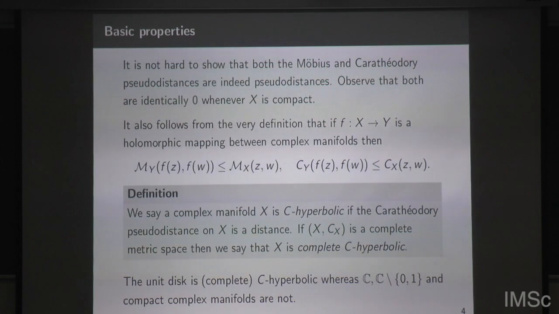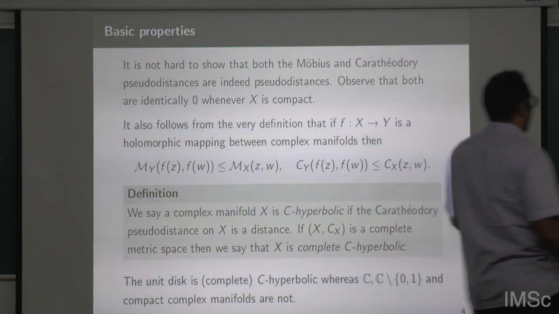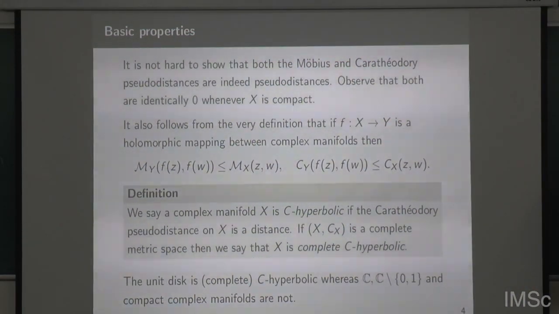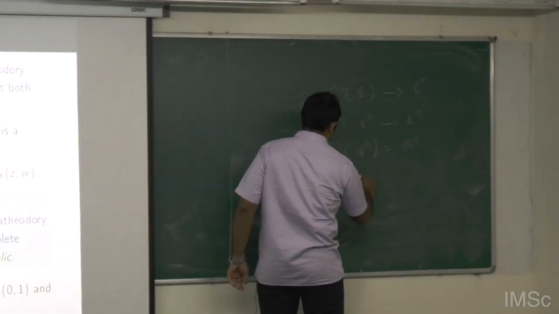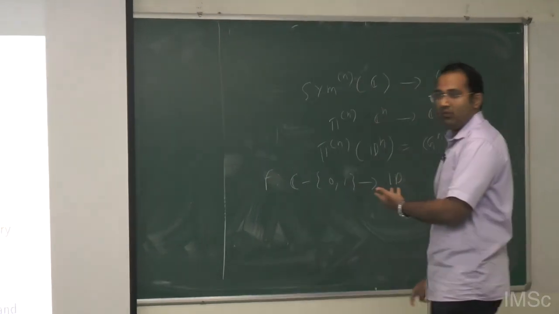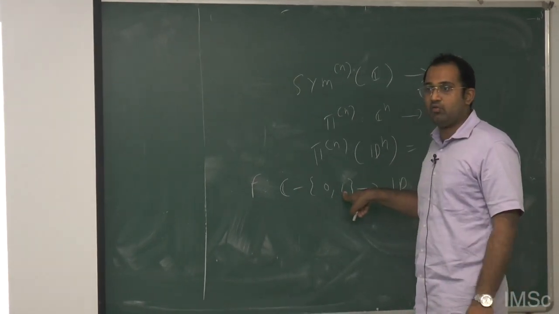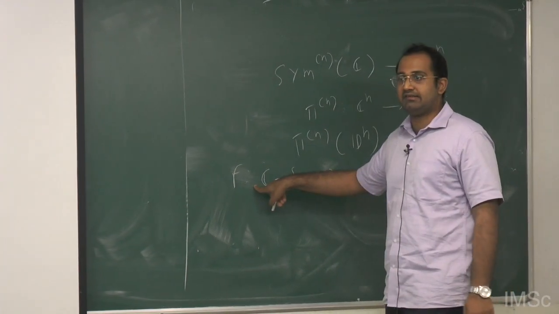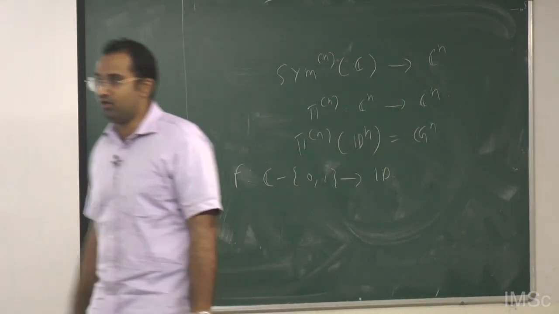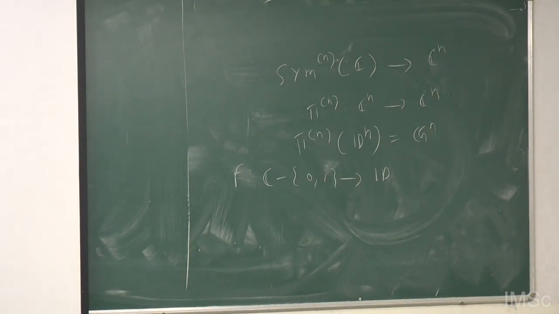So, suppose you have a holomorphic mapping from C minus {0, 1} to the unit disk. Because it is bounded, 0 and 1 have to be removable singularities. So this mapping will extend to be holomorphic on C and therefore has to be constant. Because there are no non-constant holomorphic mappings there, both pseudo distances will be identically 0. Okay. So, we say it's Carathéodory hyperbolic if the Carathéodory pseudo distance is a distance.